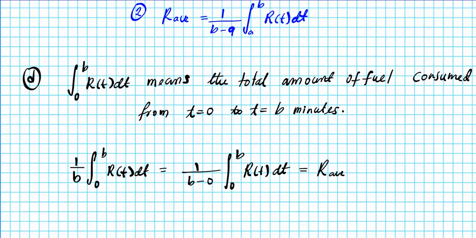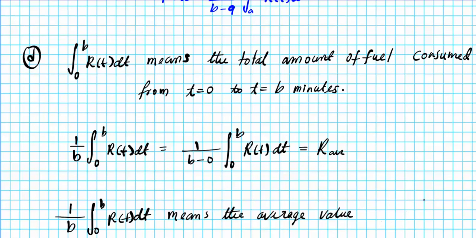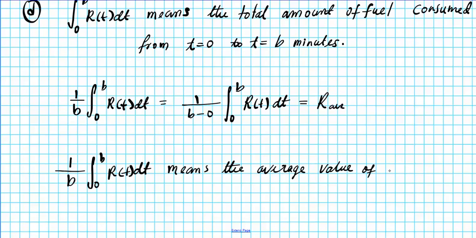Okay? Do not forget, we want to also include units of measure. So let's go ahead and write this down. 1 over b times the integral from 0 to b of r of t dt means the average value of the function. What is the function here? It is the rate of fuel consumption. So the average value of the rate of fuel consumption in, okay, what's the unit of measure here?